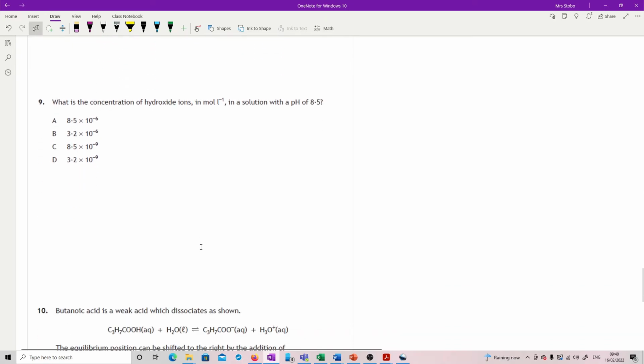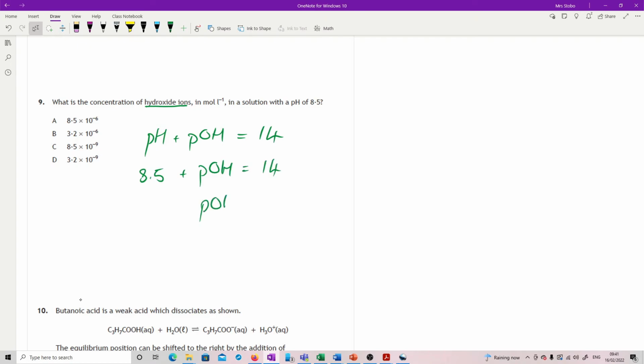Okay, question 9. What is the concentration of hydroxide ions in moles per litre in a solution with a pH of 8.5? Actually not too tricky, as long as you just don't panic and read the question carefully. We're looking for hydroxide ions. So go to your data book and you're given this. So that's making things a little bit easier because then you know that this is 8.5 plus your pOH equals 14. So therefore we can say that pOH is 5.5. Okay, that's your first step done.